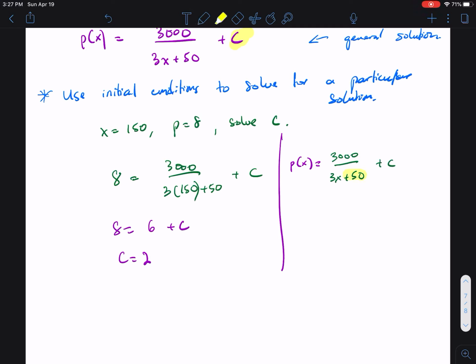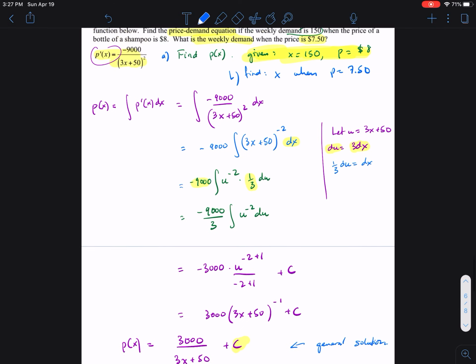And that should be the price demand equation right there. So that's the price demand equation that we were asked to find. Okay, so that's going to be part A there. We find what p of x is.